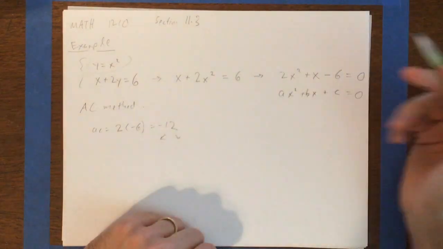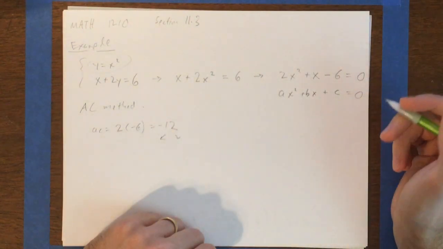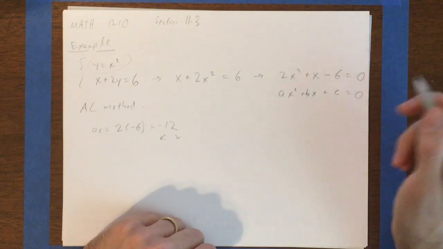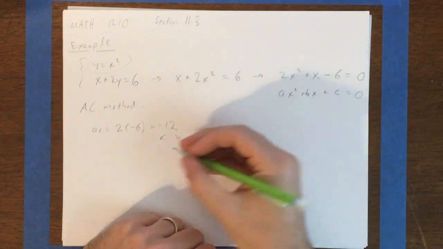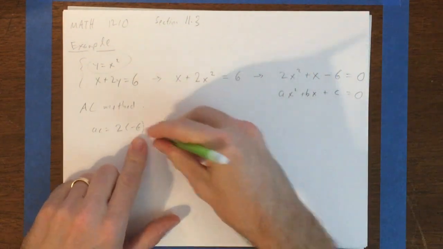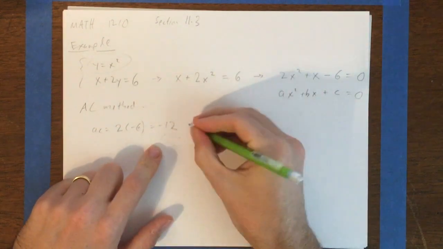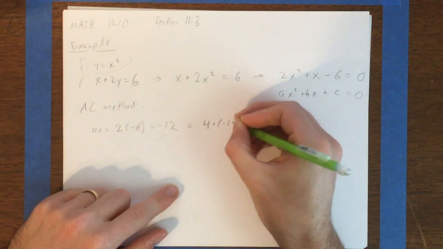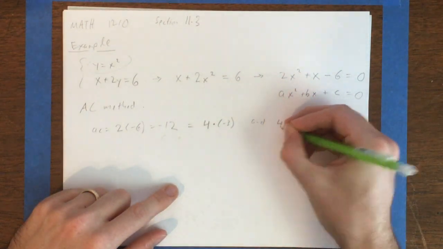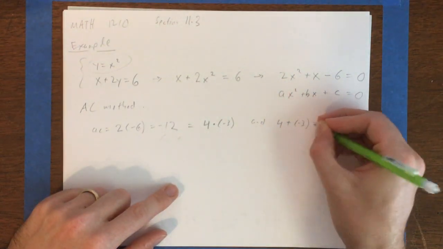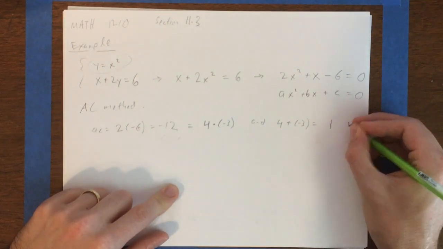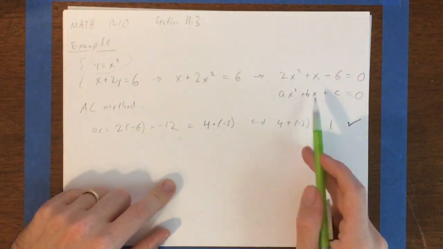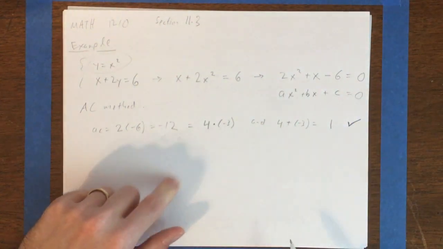So you can list a bunch of factors of negative 12 and try adding them together until you find the one that works. But here, what's going to work is I'm going to write negative 12 as 4 times negative 3, and then 4 plus negative 3 will give us 1, which is what we want. It's the b value, the 1.